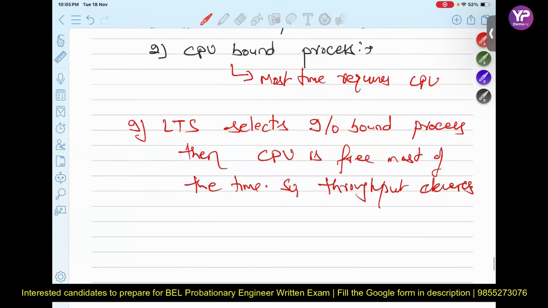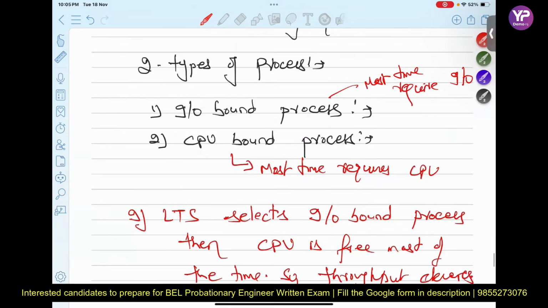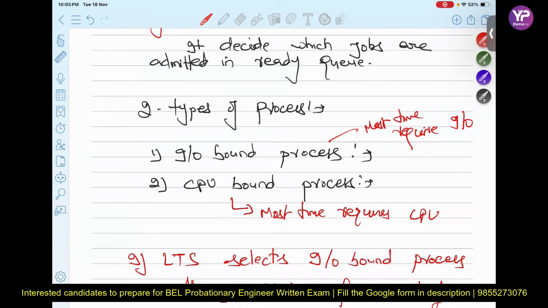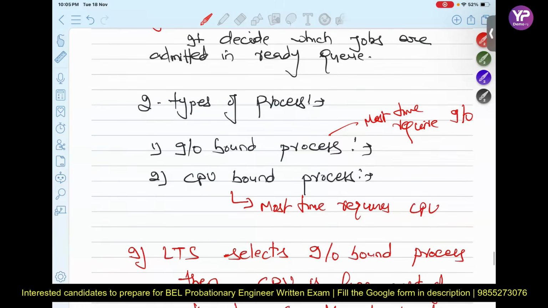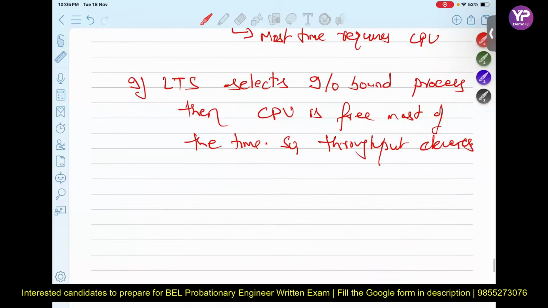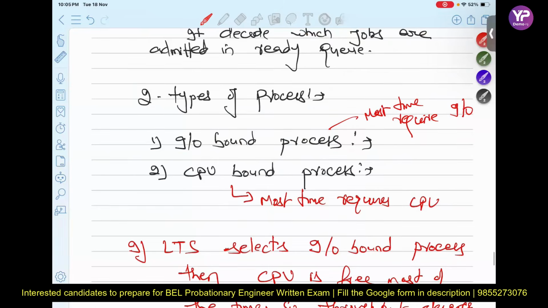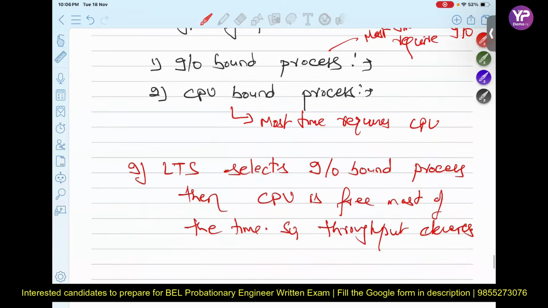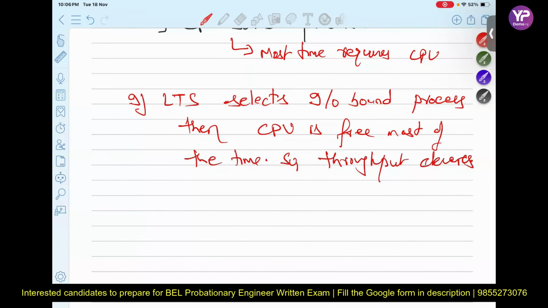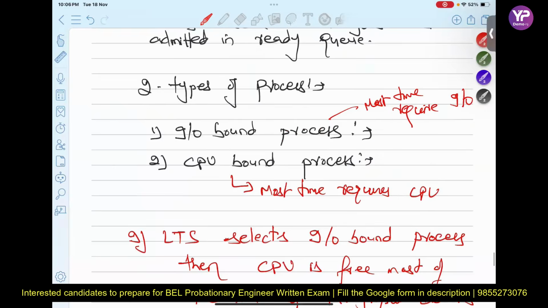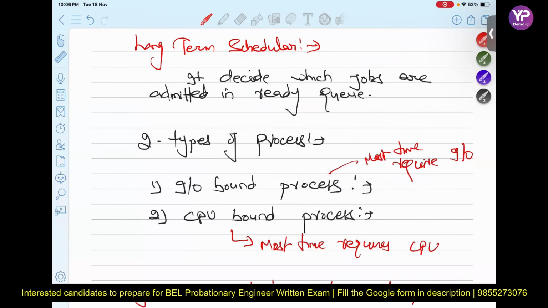Are you getting my point? What if it generates only CPU bound process? So then throughput will be high. It means CPU will always be busy, but the processes which need IO, they will starve. CPU bound process means most of the time is there in the CPU. That is the main point.